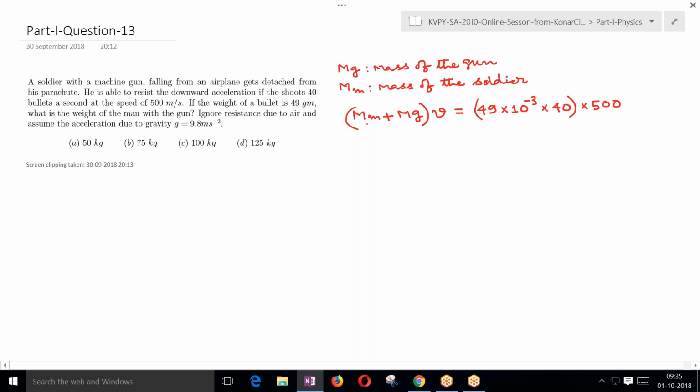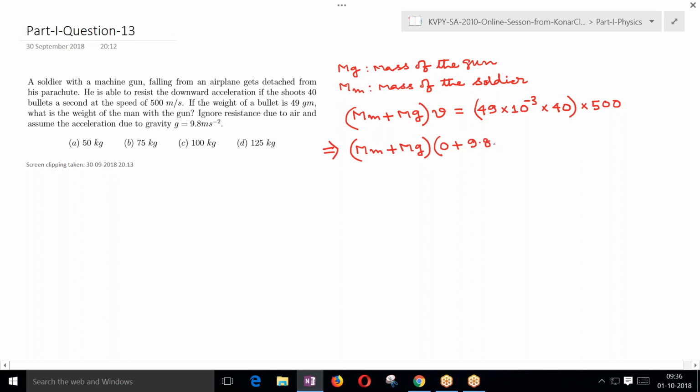Now what do we need to find? We need to find the value of M plus m, the combined mass of the soldier and the gun. And to know that, we need to find the velocity v. So here we will apply the formula v is equal to u plus gt, where u is 0 and g is 9.8 and t is 1 second, because per second, that is the velocity attained. So this implies we get (M plus m) into u plus gt.